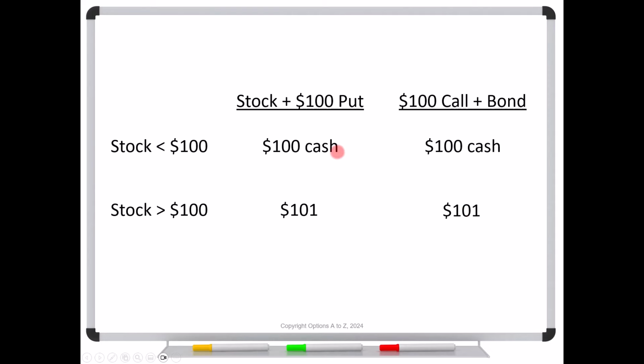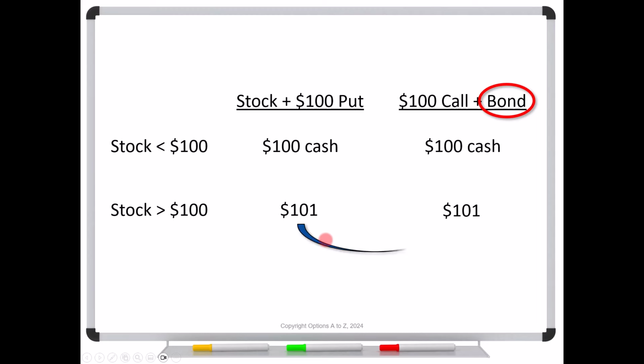But look at that. No matter what happens, both traders either end up with $100 cash if the stock is below the strike, or if the stock is above it, they both end up with exactly the same values, not just the changes, the values. And the reason this works, that these values will always equal each other, no matter where the stock is, is because of the addition of this bond.